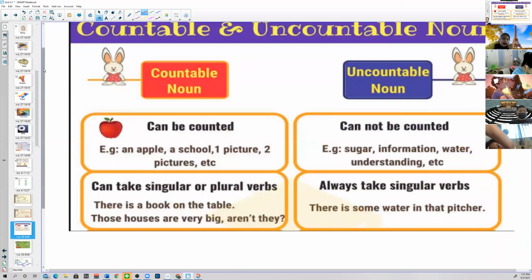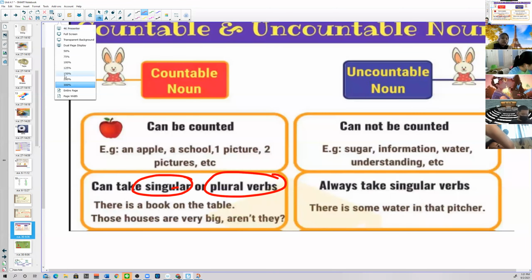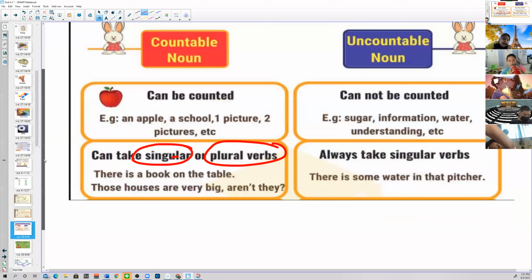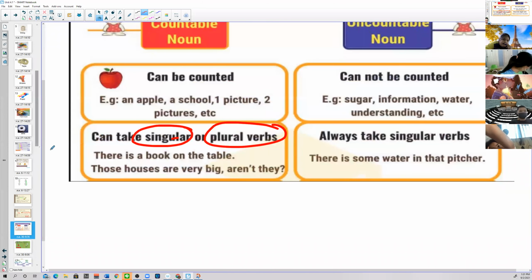So the reason why you need to learn about countable nouns is because countable nouns could be singular or plural. You see this one. Look at this one. There is a book, right? One book, we use is. However, those houses, more than one, using are. That was all about the countable nouns.